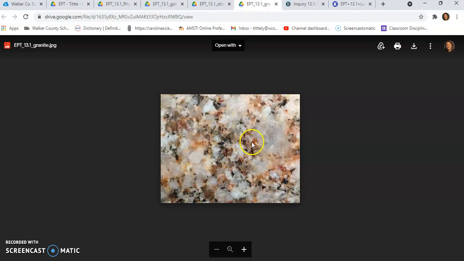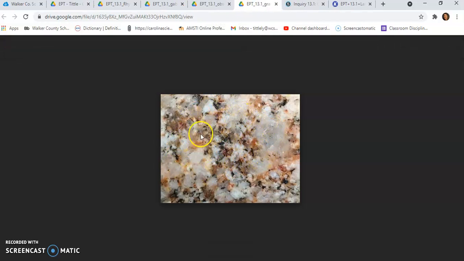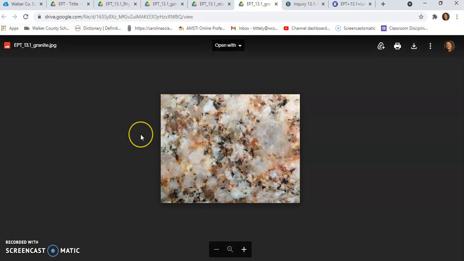is granite. Again, think about how it would feel, what texture it would be, the colors, is it large grained, small grained, or a mixture? Think about the different properties of the granite and write those on your data table.